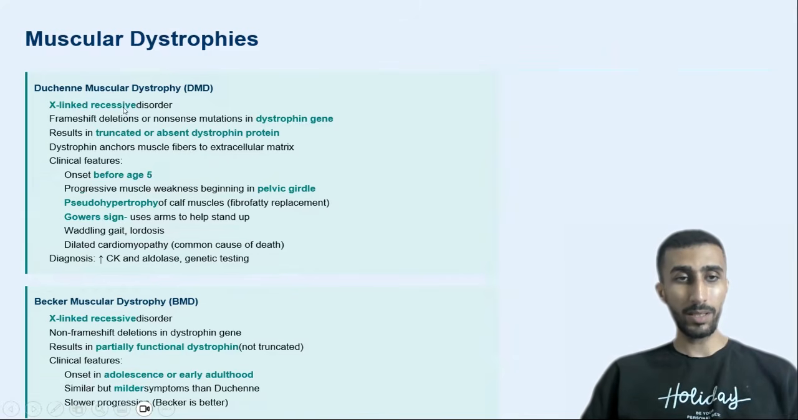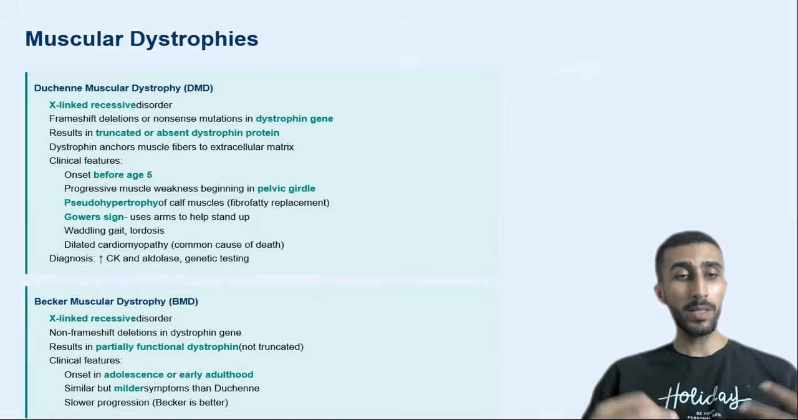So Duchenne muscular dystrophy, an X-linked recessive disorder, is caused by frameshift deletions or nonsense mutations in the dystrophin gene. This results in either truncated or absent dystrophin protein, and the dystrophin normally anchors muscle fibers to the extracellular matrix. The age of onset, as we've talked before, is around 5, with progressive muscle weakness. It begins at the pelvic girdle, and this is the why behind the Gower sign. They also have pseudohypertrophy of the calf muscles. So the calf muscles are weak, and if these young people begin to stand up, they can't depend on these calf muscles, and they depend on their arms.